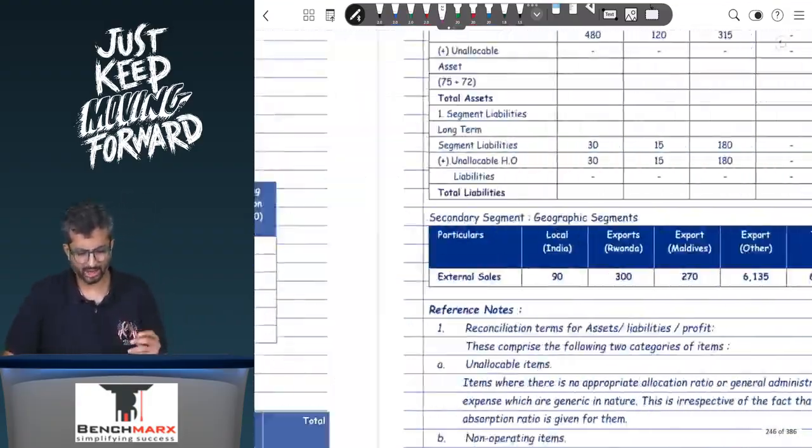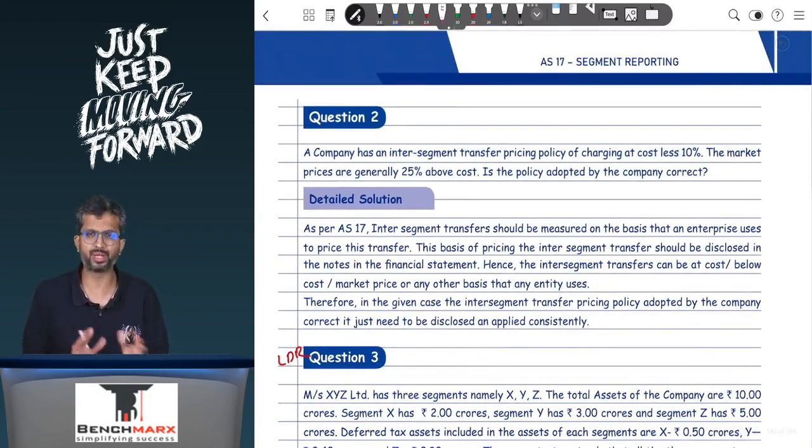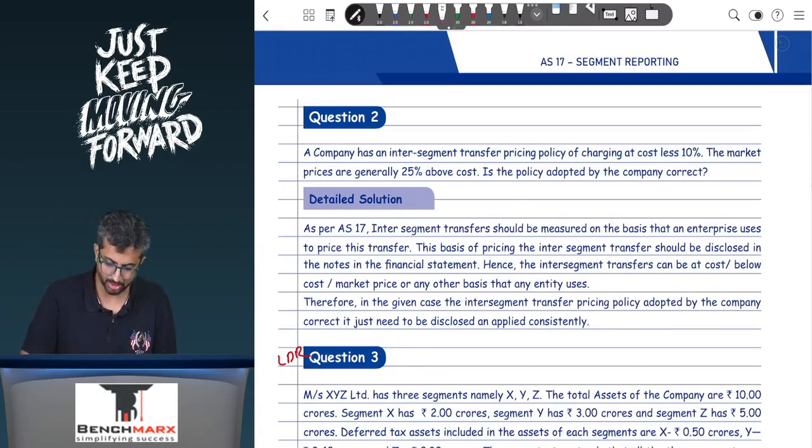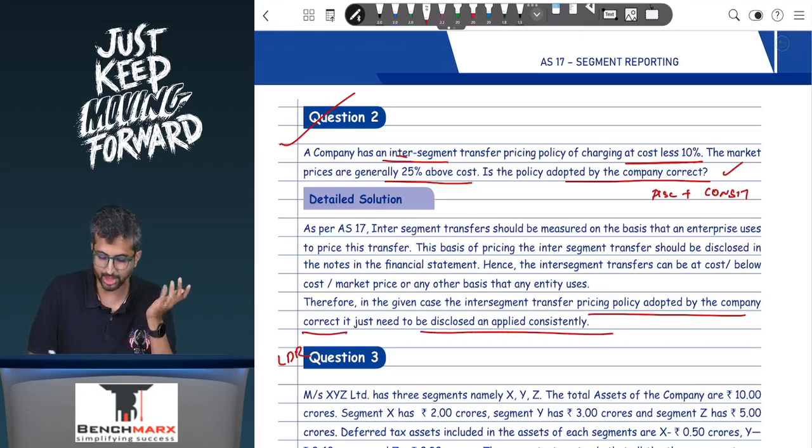Now there are a few other case-based questions. We'll quickly review them. I would not really put a lot of weight on them from an exam perspective. The exam questions, if you see, are largely coming on the reportable segment side. So let us quickly review this. Question number 2. A company has an inter-segment transfer pricing policy of charging cost less 10%. The market prices are generally 25% above cost. Is the policy adopted by the company correct? Yes, no problem in that, as long as you disclose this policy and apply this consistently. You can very well follow. So the policy adopted by the company is correct if it is disclosed and applied consistently.